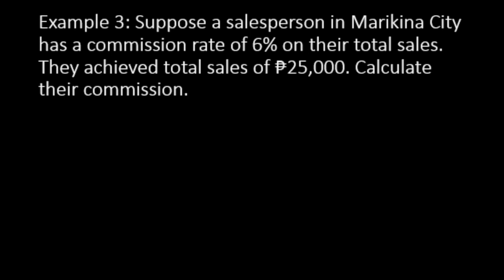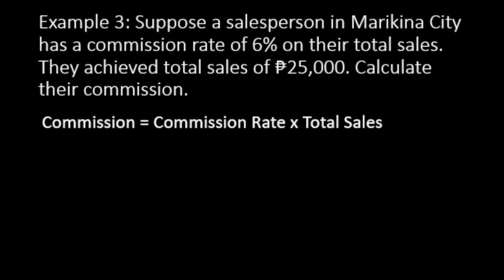Again, you may pause the video and hit play once you're ready to check your answer. Suppose a salesperson in Marikina City has a commission rate of 6% on their total sales. They achieved total sales of 25,000 pesos. To calculate the commission for the salesperson in Marikina City with the commission rate of 6%, we use the formula: commission is equal to commission rate times the total sales.